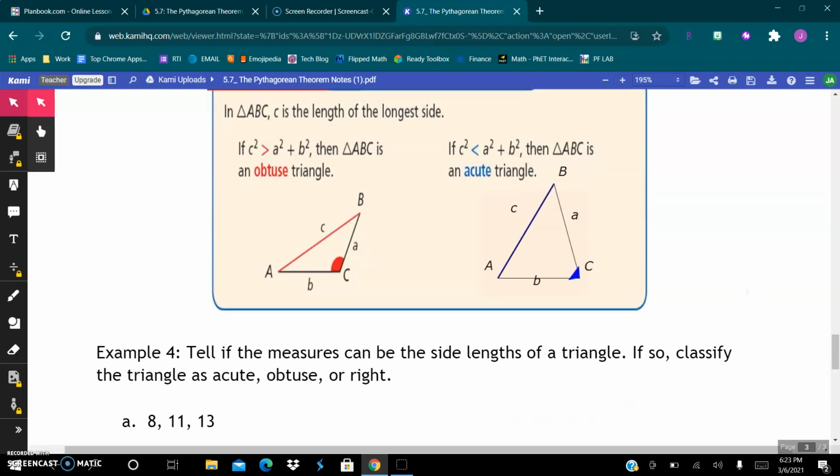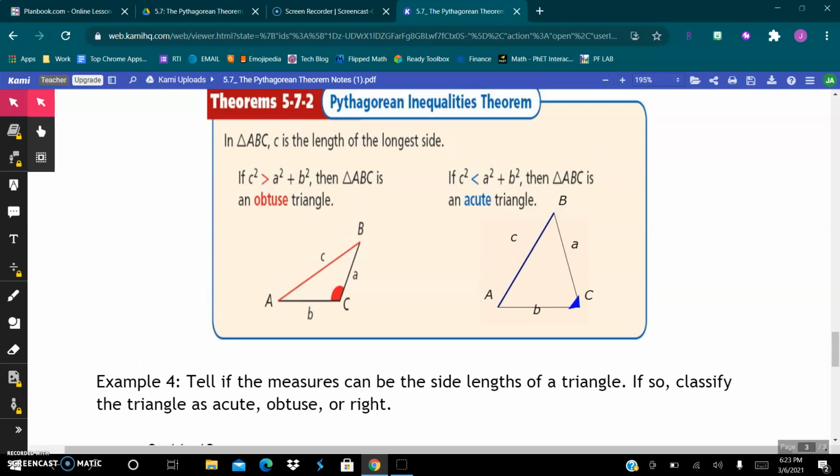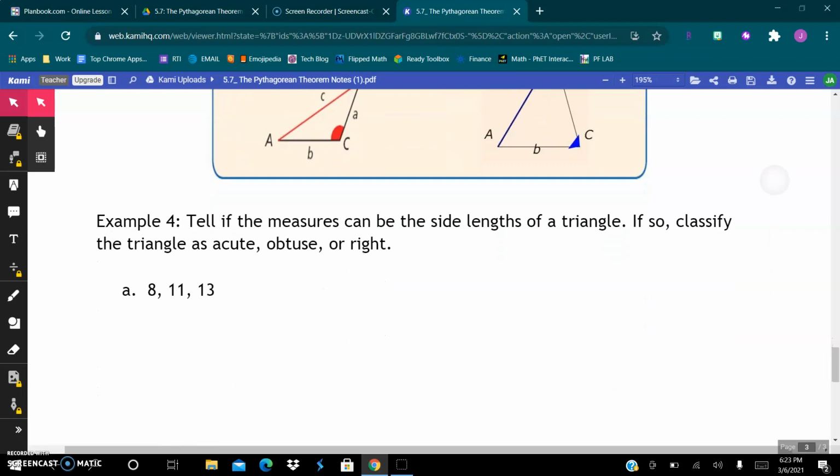And then the inequality theorem says that if c squared is larger than the other 2 sides squared added together, then triangle ABC is an obtuse triangle. We have an obtuse angle. And if c squared is smaller than the other 2 sides squared added together, then our triangle is going to be an acute triangle. So we need to decide if these measures can be the side lengths of a triangle, and if so, what kind of triangle.